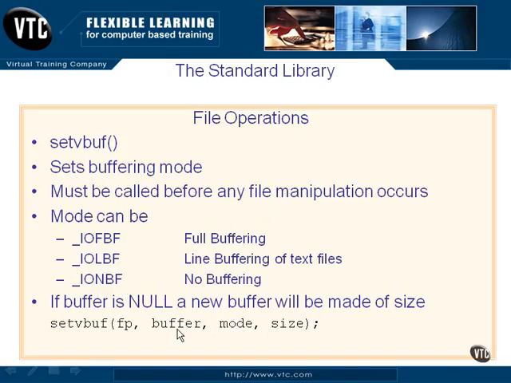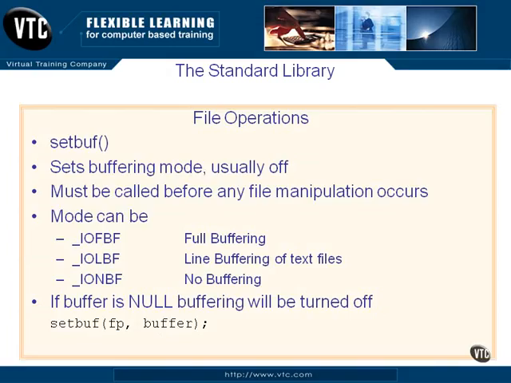If buffer is null in here, if this is a null pointer, then a new buffer will be created of this size, however large this is. If you pass it a pointer to your file buffer, that's where the file buffer will be located. If you don't give it a pointer, say it's null, it will create a new one for you and pass that back as a return for your size.